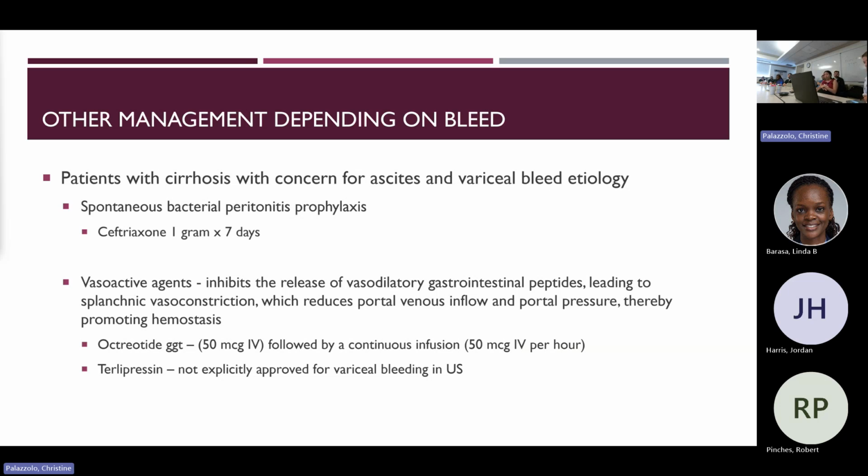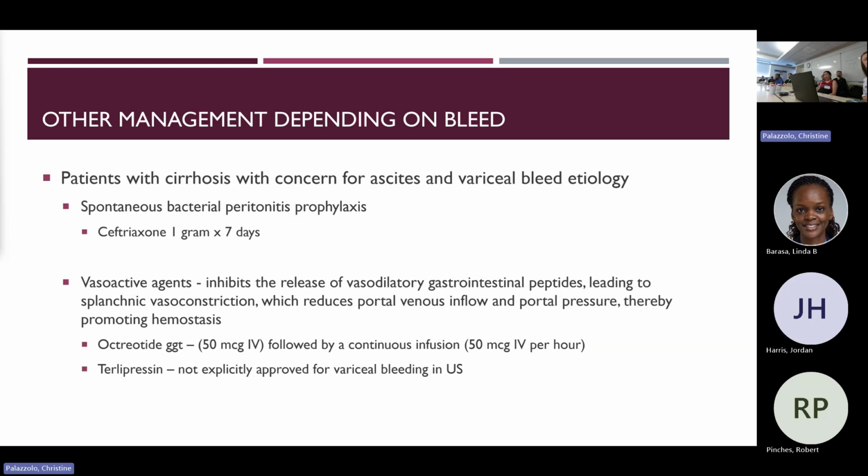But obviously, patients with cirrhosis, ascites, and variceal bleeding require a little bit different management. If you feel ascites, or you're tapping ascites on initial imaging, you want to do SBP prophylaxis, ceftriaxone 1 gram for 7 days. And then your vasoactive agents.